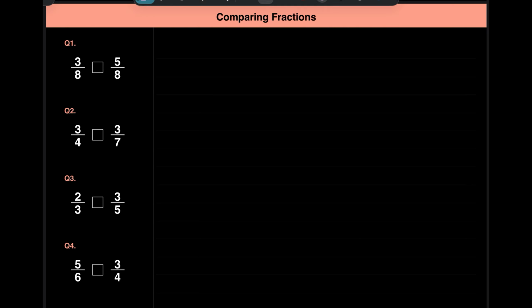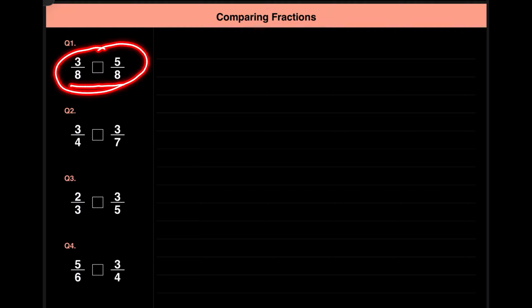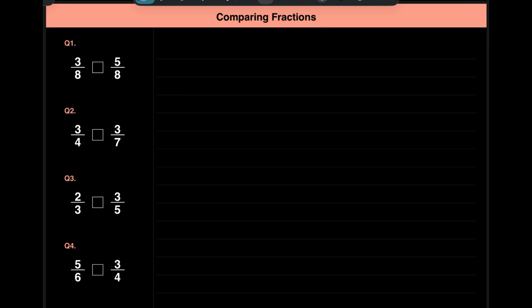Now first, remember one thing, guys: if these are already like fractions, because the denominators are already the same, we don't have to do anything. When the denominators are the same, just look at the numerator. Whichever is greater is the greater fraction. The numerator 5 is greater than 3. So there are no steps involved in this kind of question.